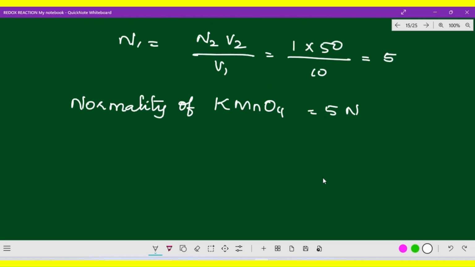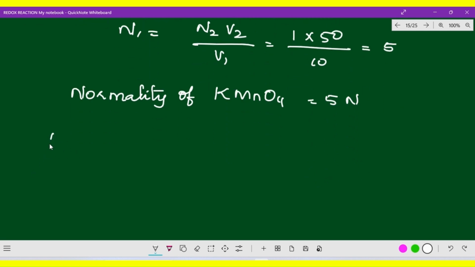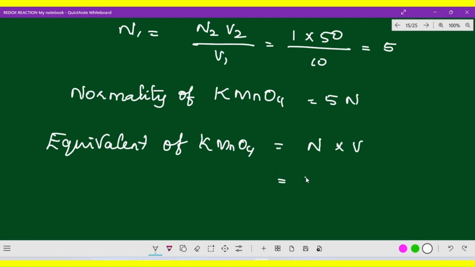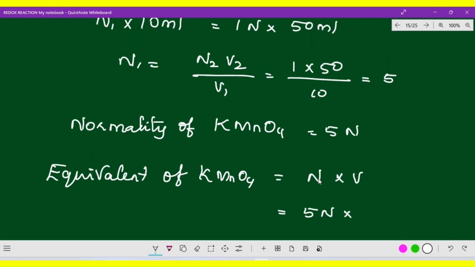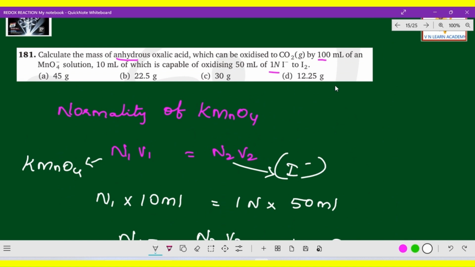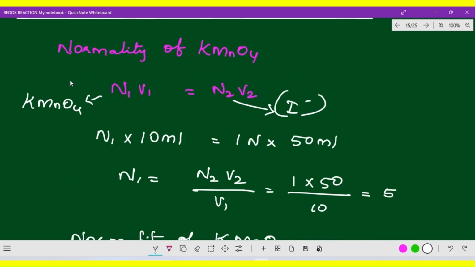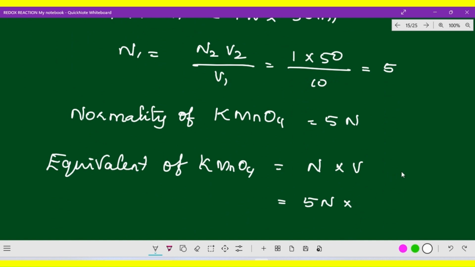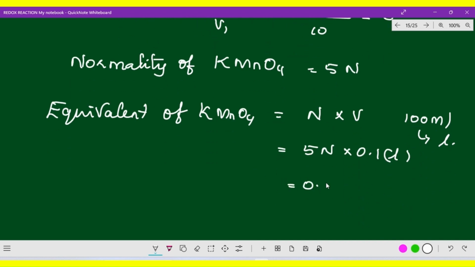Yes, we got it. Now we have to identify the equivalent of potassium permanganate. Equivalent of KMnO4, how to identify? That is the formula: normality into volume. The normality is 5N, and the volume, they have given, is 100 ml of permanganate solution. We can convert 100 ml into liters, that means 0.1 liter. Can we convert in this way? Yes. So you will get 0.5 equivalent. So the equivalent of KMnO4 is 0.5 equivalent. Yes, we found that.